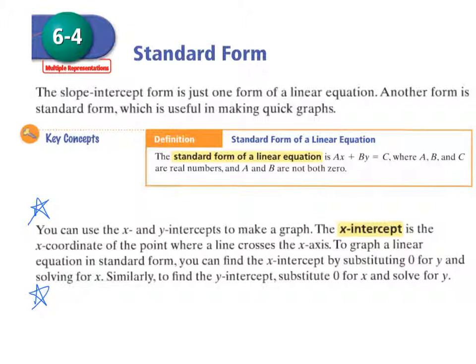The x-intercept is the x-coordinate of a point where the line crosses the x-axis. To graph a linear equation in standard form, you can use the x-intercept. Here's how you find it. To find the x-intercept, you're going to substitute in 0 for y and solve for x. Now to find the y-intercept, you're going to substitute in 0 for x and solve for y. So your key concepts are right here. To find the x-intercept, substitute in 0 for y. To find the y-intercept, substitute in 0 for x.